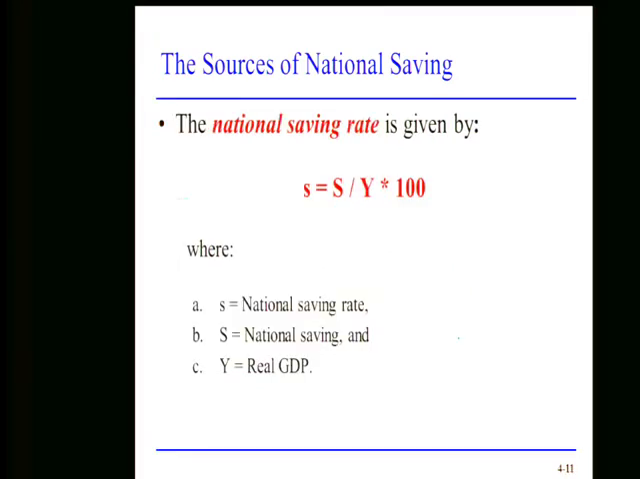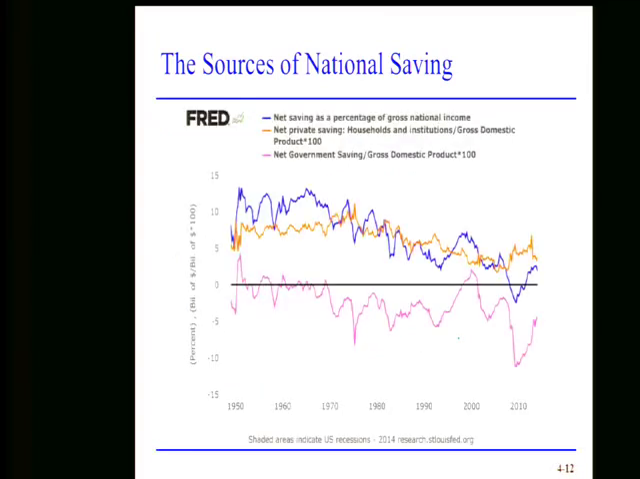And then we can calculate from that the national saving rate. How much national saving do we have per unit of GDP? And then this shows us a chart of all three of those. The purple line down here at the bottom is the government's net saving as a percent of GDP. One of the things that you can see is that most of the time it's negative. Right? In other words, the government most of the time has a budget deficit.